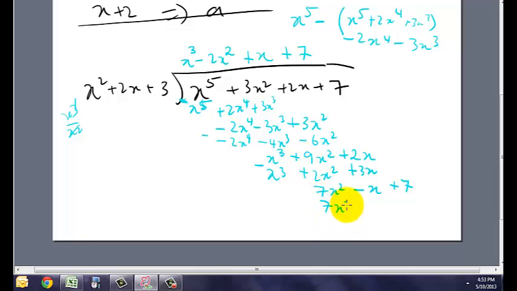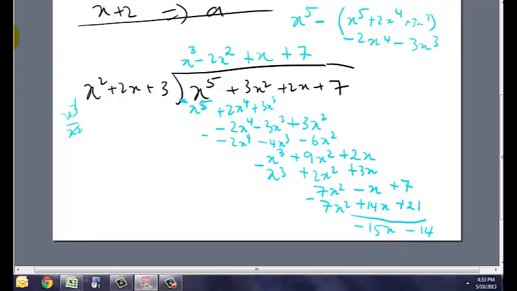Alright, we go again. 7x^2 plus 14x plus 21. And then can you see now what I'm left with is minus x minus 14x is minus 15x. 7 take away 21 is minus 14. See how I'm left with my remainder as a linear?